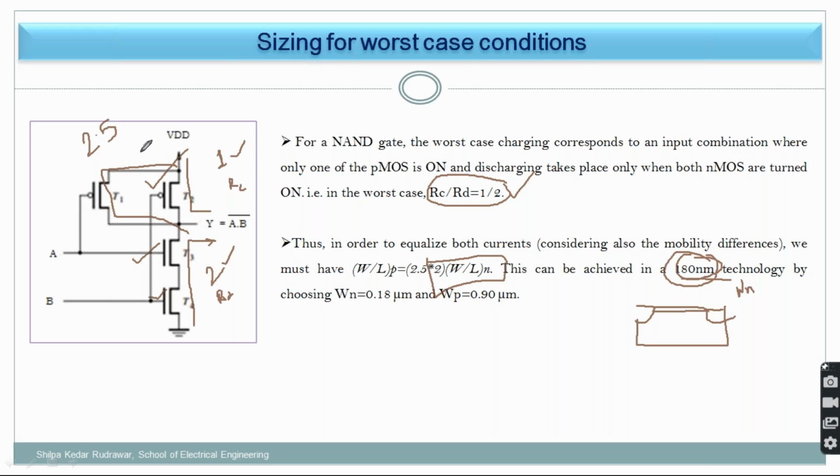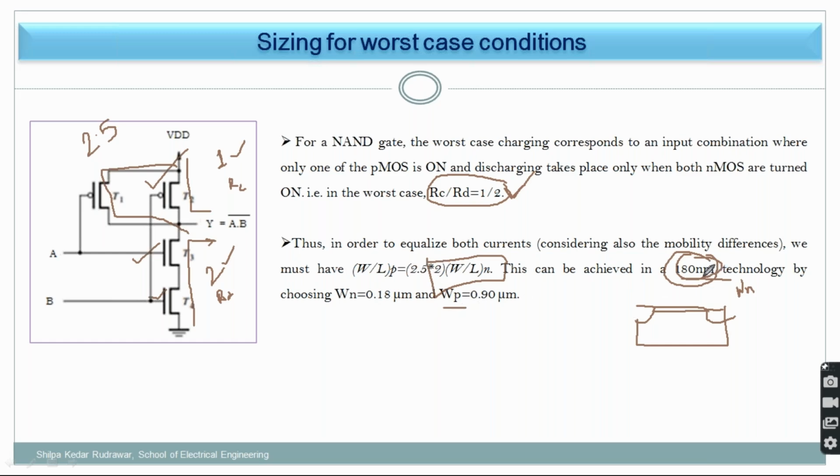Okay, now what should be the width of the P MOSFET? 2.5 times that of the N MOSFET. So here you have already considered the worst case scenario, that is 1/2. So it has been taken as 2.5 into WN, 2 times W by L of N. Now as it is 180 nanometer, what will be the P? That is 2.5 into 2, that is 5 times of this.